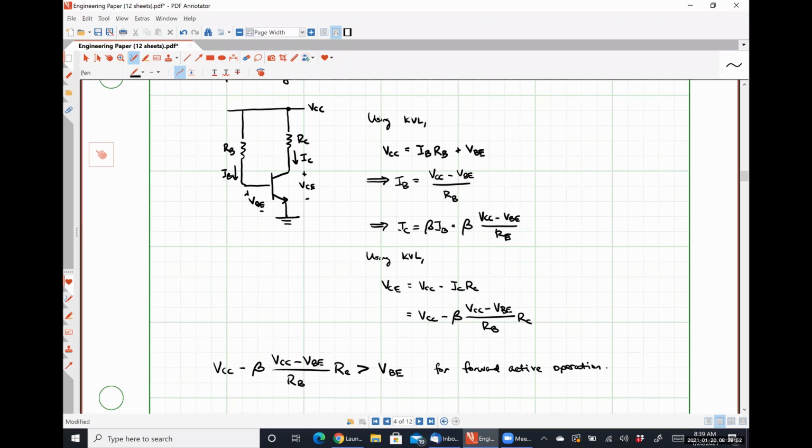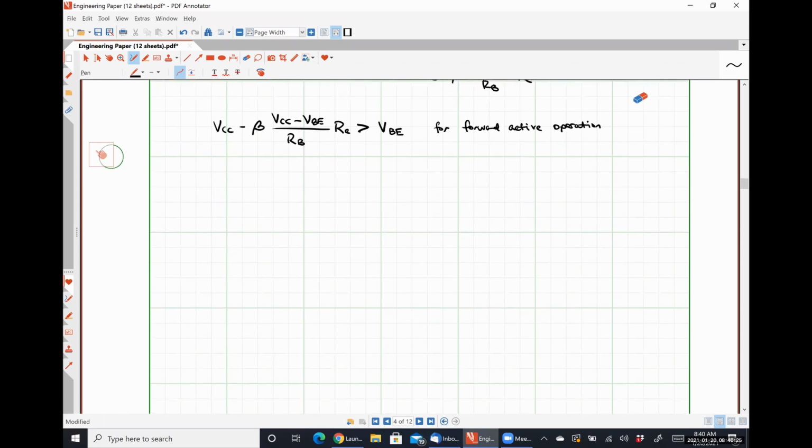IB times RB would be the voltage drop over that resistor RB, which is not the same as VBE, right? So IB times RB is this voltage drop. Let's call it VRB. And VRB plus VBE must equal VCC from Kirchhoff's voltage law. All right.